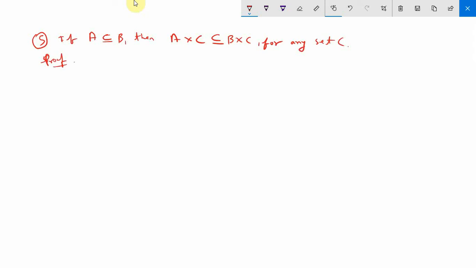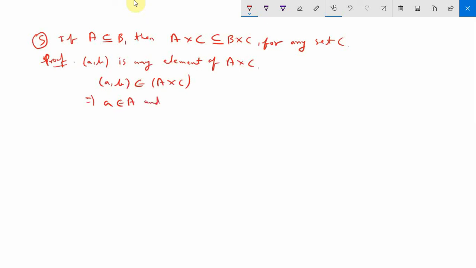So we will consider any element (a, b) of A × C. Then we can write (a, b) is an element of A × C. From this, we can write a is an element of A and b is an element of C. Since A is a subset of B, a is an element of B also, and b is an element of C.